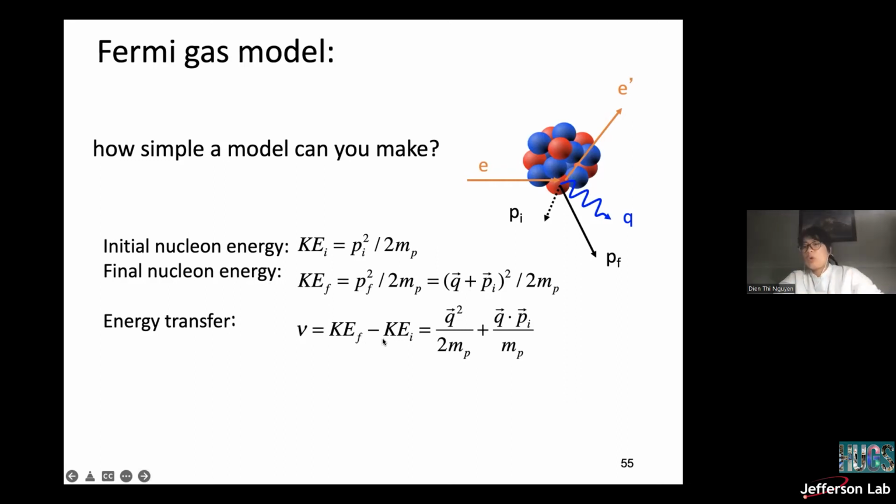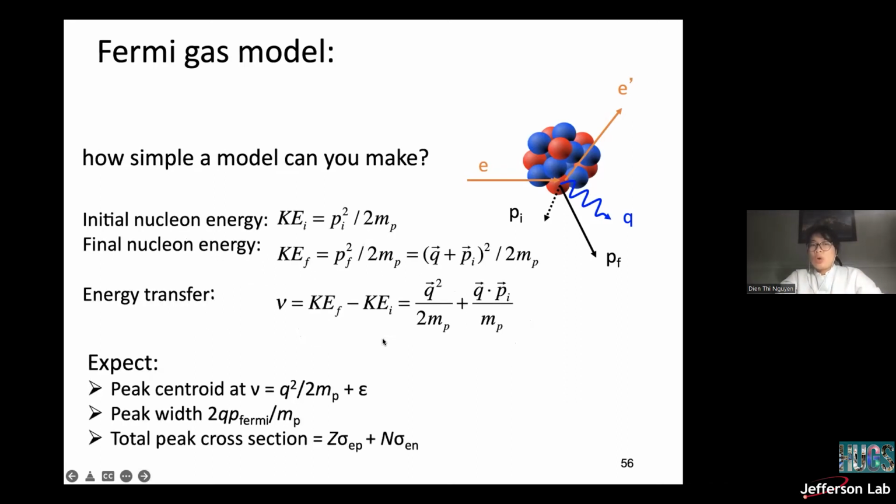So within this model, what is expected when an electron scatters quasi-elastically on the nucleon is a peak centered at the value of the transfer energy, with some sigma here. And the width of that peak depends on the Fermi motion, and the width can be calculated with this formula.